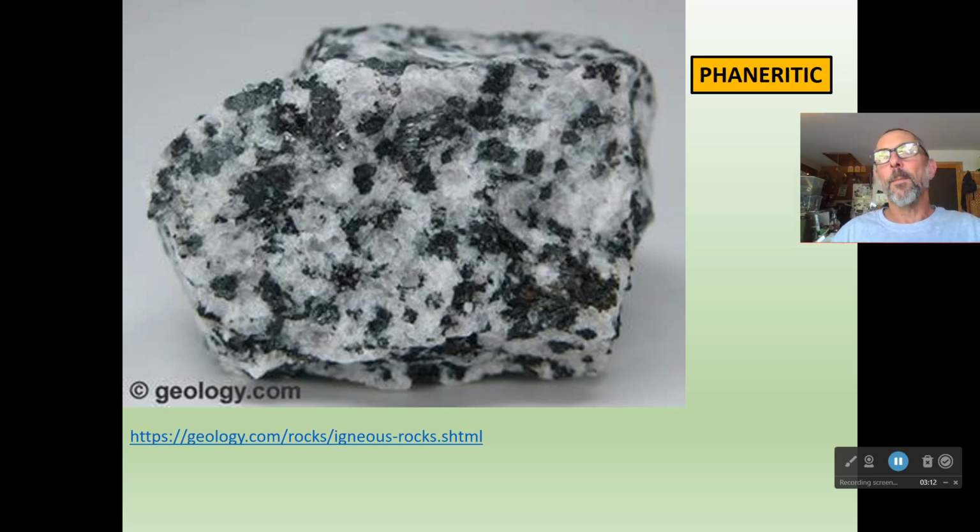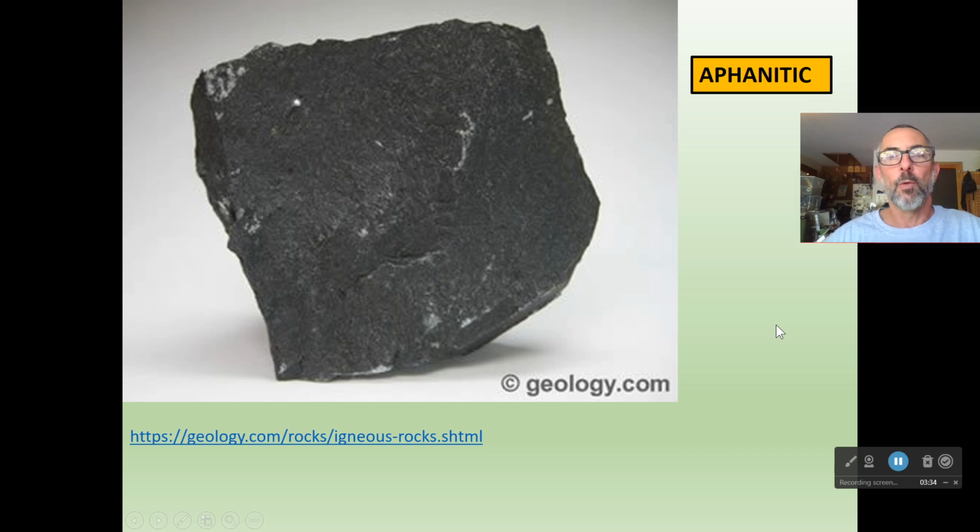All rocks that cool above the ground, extrusive rocks, generally cool too quick for large minerals to form. So they all are small grained if they have grains at all. So let's look at these textures. Every texture from the next slide on is an extrusive texture. And we'll start with aphanitic, which means small grains.